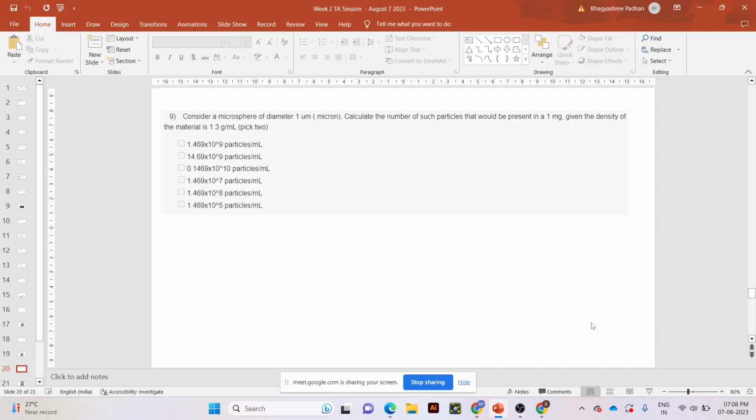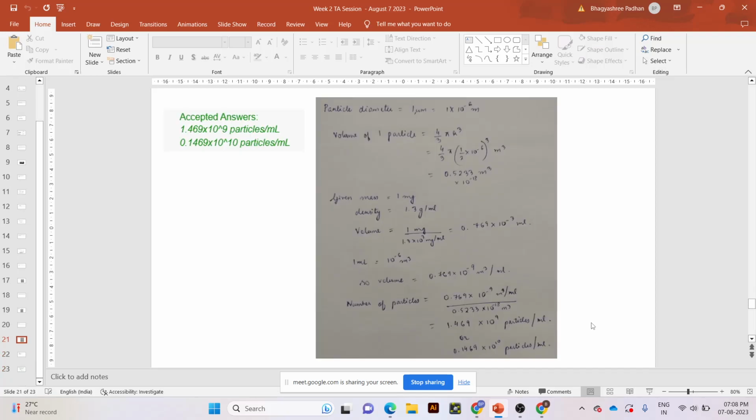And the next question was, consider a microsphere of diameter 1 micron. Calculate the number of such particles that would be present in 1 mg given the density of the material is 1.3 gram per ml. So you can solve it like this. The particle diameter is 1 micrometer, which is 1 into 10 power minus 6 meter. And the volume of one particle can be calculated by using volume of a sphere, which is 4 by 3 pi r cube. 4 by 3 pi r cube would be here, with r being 1 by 2 into 10 power minus 6, cubed, meter cube, and the value is 0.5233 into 10 power minus 18 meter cube.